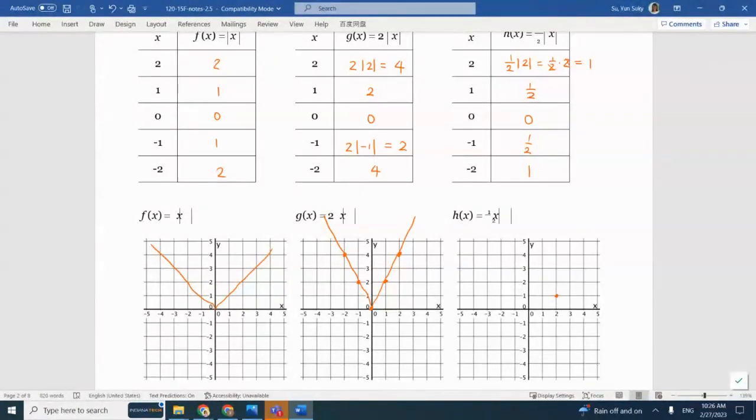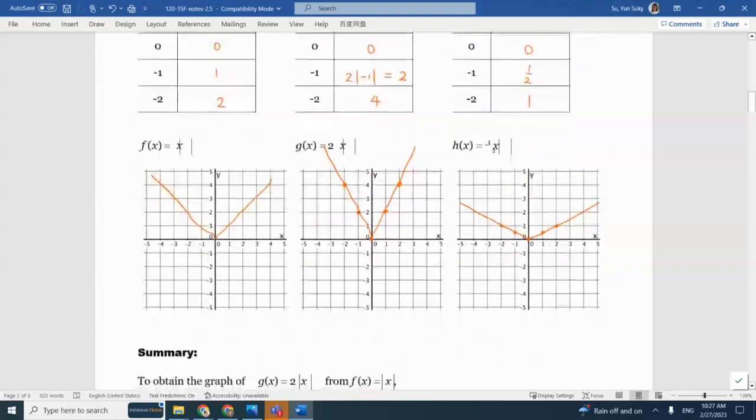And then 1/2. You know, 1/2 is between 0 and 1. This is right here. And when we plug in 0, we get 0. When we plug in -1, we get 1/2. When we plug in -2, we get 1. So we connect them smoothly. We also get a V, but the shape is more open, right?